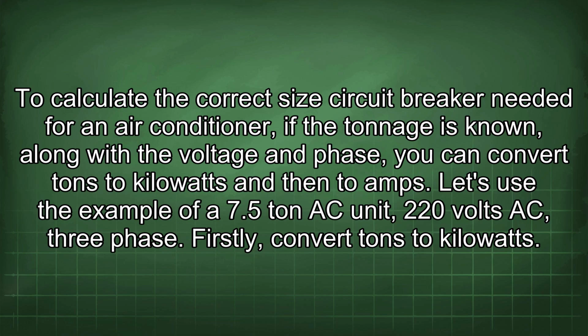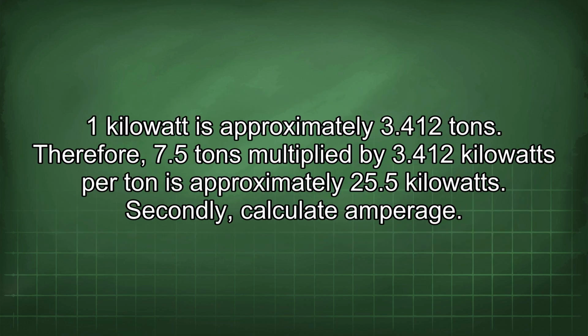Firstly, convert tons to kilowatts. 1 ton is approximately 3.412 kilowatts. Therefore, 7.5 tons multiplied by 3.412 kilowatts per ton is approximately 25.5 kilowatts.